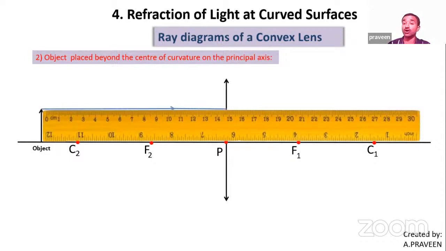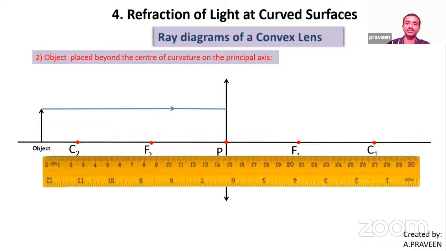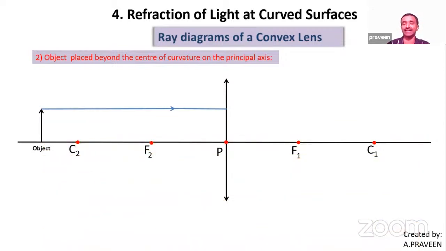So the light ray is drawn onto the principal axis. Now, onto the convex lens. Now you can remove the scale. That's it. Then the second ray.